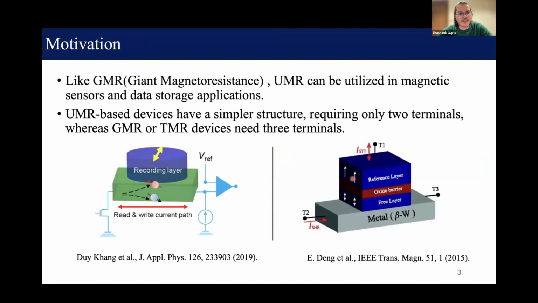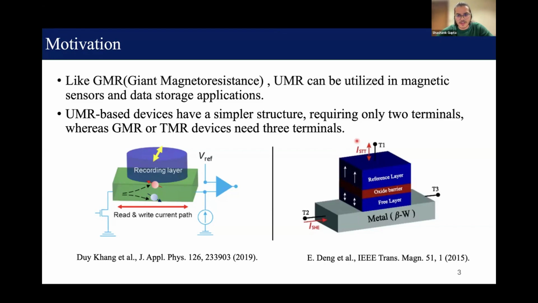So why do we want to study the UMR? Like GMR or TMR, UMR can also be utilized in data storage applications or magnetic sensors. The GMR-based devices are very complicated to make, because we observe GMR in a trilayer of ferromagnet, normal metal, and ferromagnet.